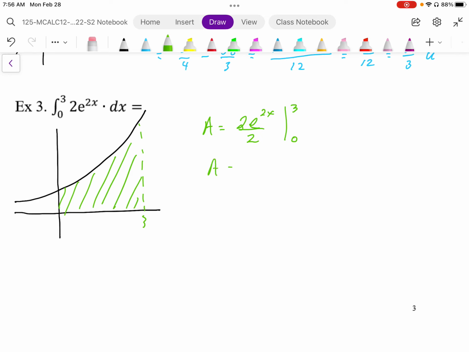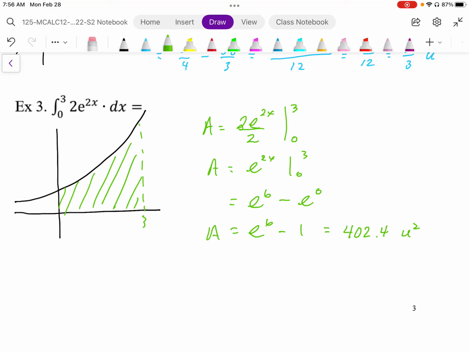So I'm just going to simplify that. That's going to be e to the 2x from 0 to 3. That area works out to be e to the 6 minus e to the 0, which is 1, or e to the 6 minus 1. Okay, so that represents my area underneath that curve, and that's going to work out to be about 402.4 units squared. That curve actually goes up very quickly. That's why that area is so big.